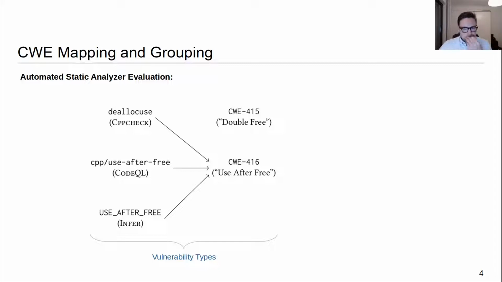What you may also notice is that different CWEs are related to each other. So for example, we have a double free vulnerability, which is CWE 415, and we have use-after-free vulnerabilities, which are CWE 416. And in an evaluation, if a static analyzer, for example, outputs CWE 416 and the ground truth states CWE 415, you would actually count that as a correct finding. So using these CWEs at that fine-grained level might be too strict for evaluation.